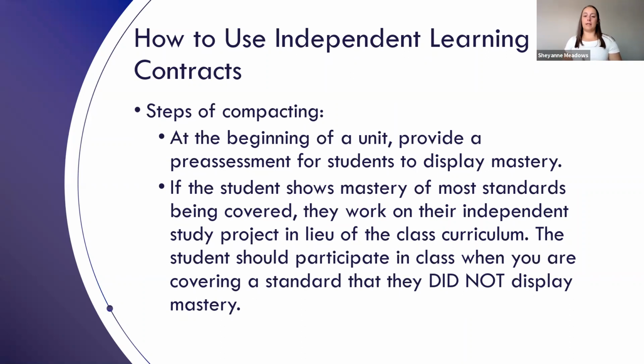The student should participate in class when you are covering a standard they did not display mastery of. For example, if you are working on a novel unit and the student showed mastery of setting, plot, character, and all those different things, but they did not show mastery of theme, when you are teaching theme, they should participate in the regular class curriculum. And when you are covering things they have mastered, they should be able to work on their independent study project in order to extend and enrich what they already know.